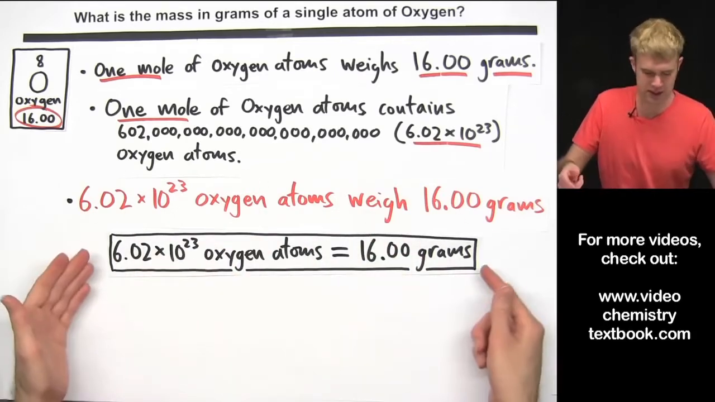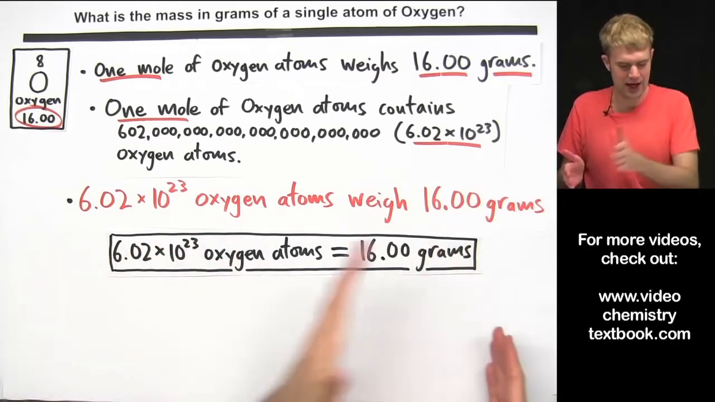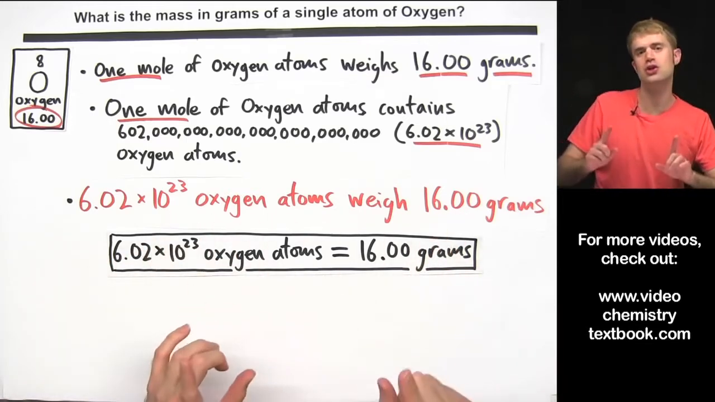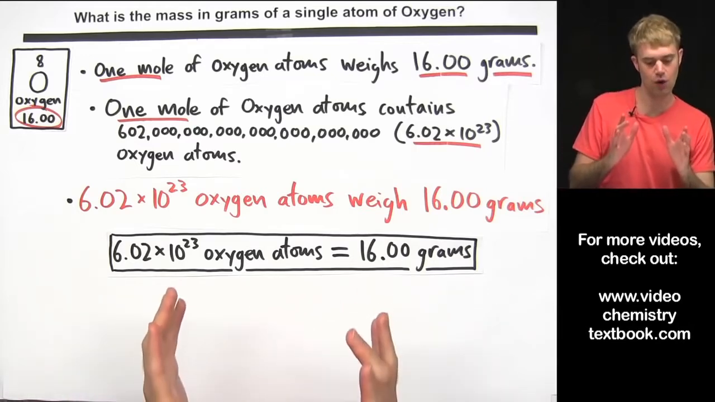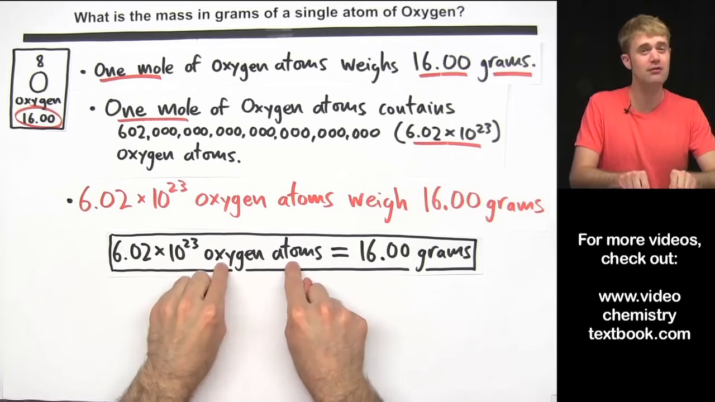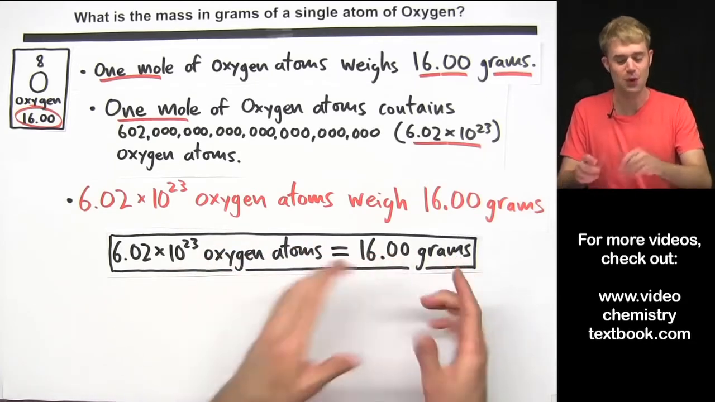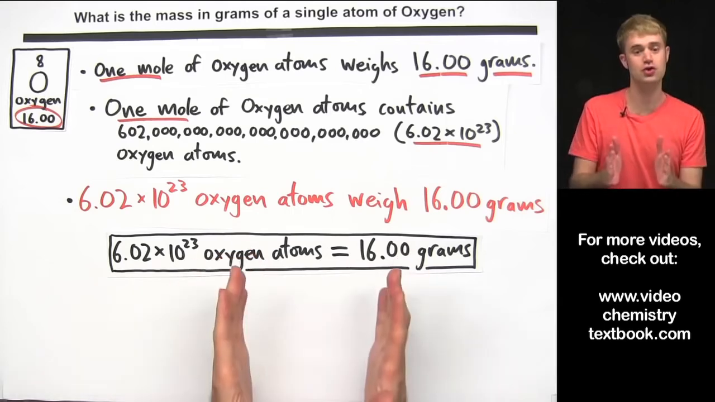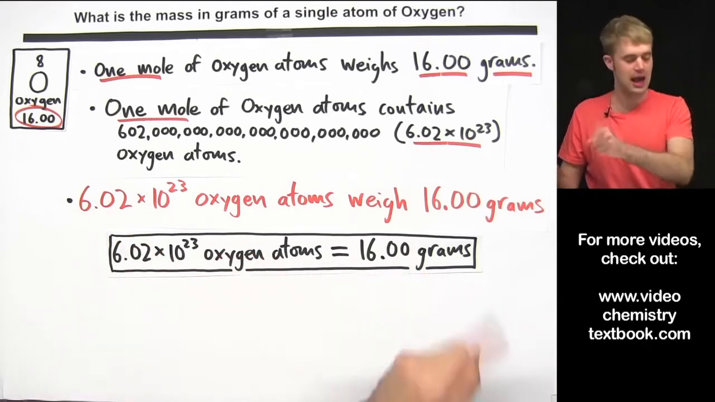Now check out this last thing that I drew, okay? This is an equation, a relationship that we can turn into a conversion factor that will let us go from the number of oxygen atoms we have to grams. Okay? So I'm going to use this equation as a conversion factor to go from 1 oxygen atom to a certain number of grams. Here's how I'm going to do it.